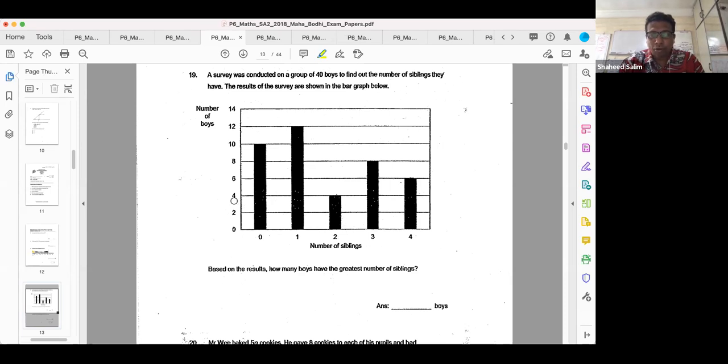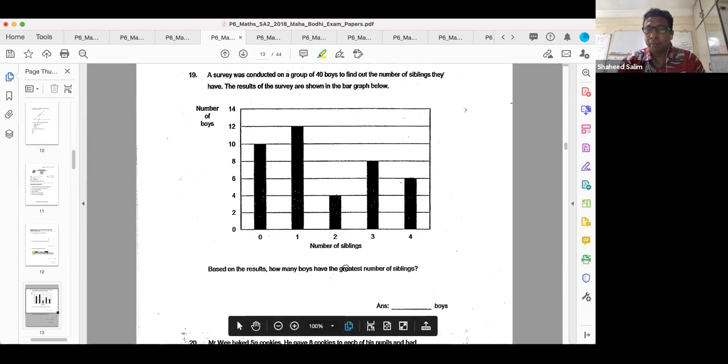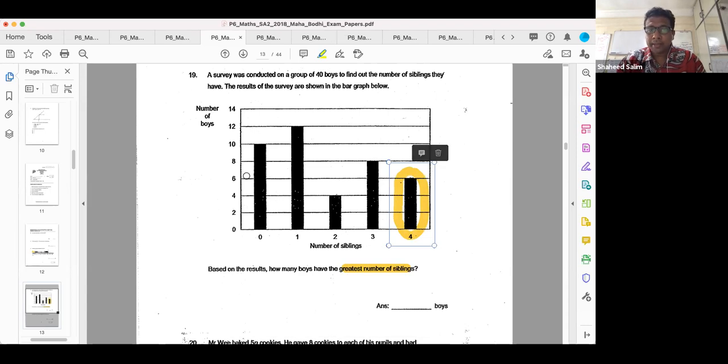Okay, down here. 10 boys have no brothers and sisters. 12 boys got 1 brother or sister. 4 boys got 2 brothers and sisters. 8 boys got 3 brothers and sisters. And 6 boys got 4 brothers and sisters. Who have the greatest number of brothers and sisters? Is this 4 brothers and sisters, right? So this is 6. 6 of them have the most number of brothers and sisters.